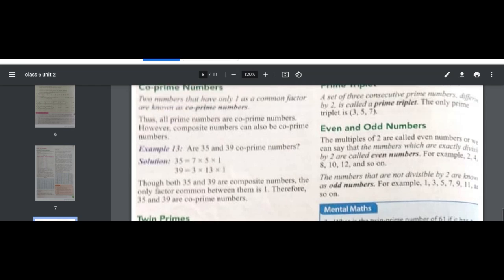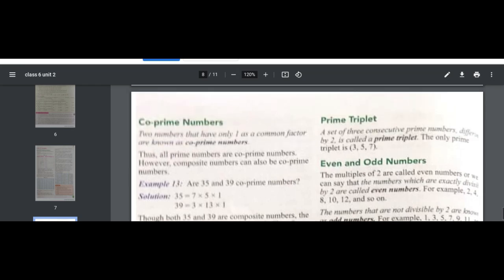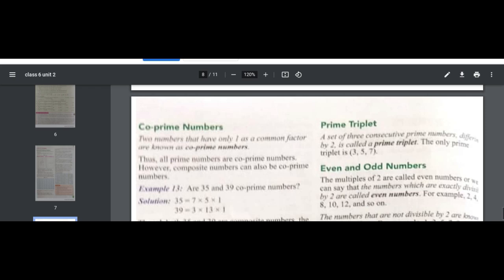Okay, can you explain twin primes one more time? When prime numbers are separated by one composite number, it is called a twin prime. Very good. So what does the prime triplet say? A set of three consecutive numbers differing by 2.